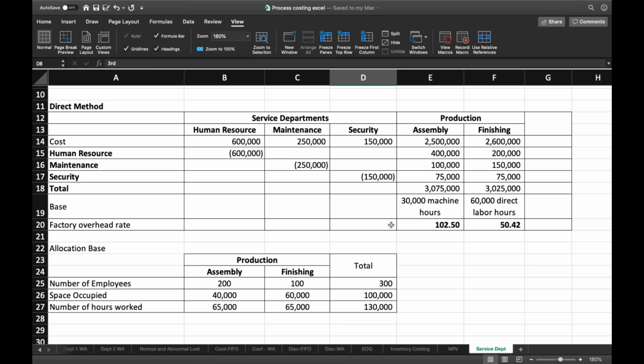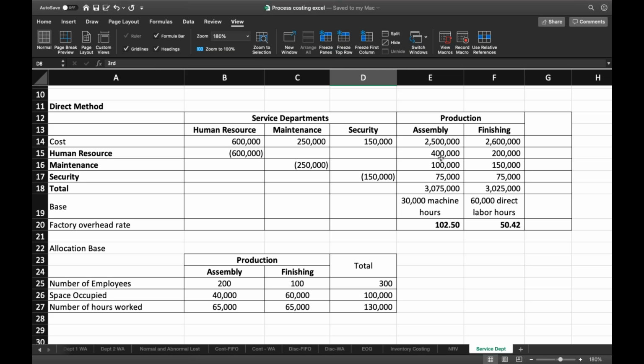So in using the direct method, we will disregard the services provided to other service departments. We will simply allocate all of our costs directly to the production departments.